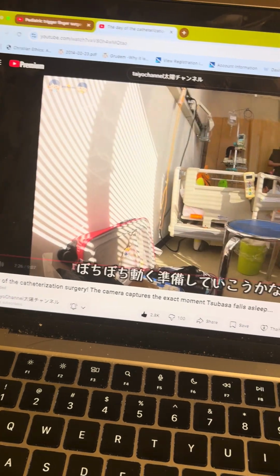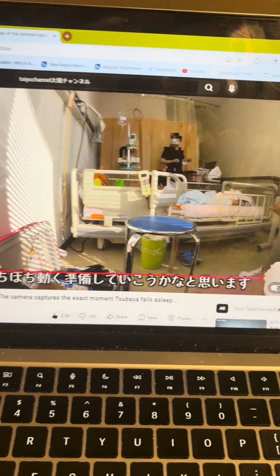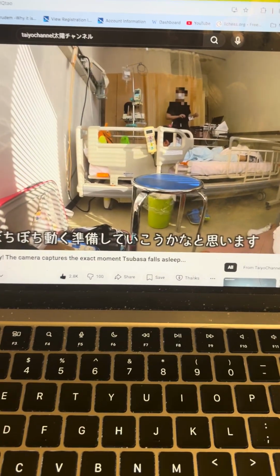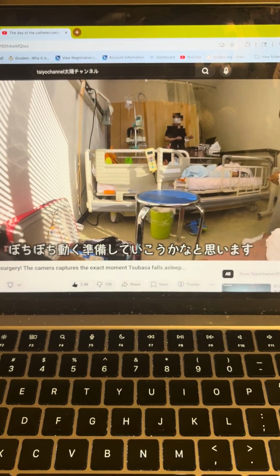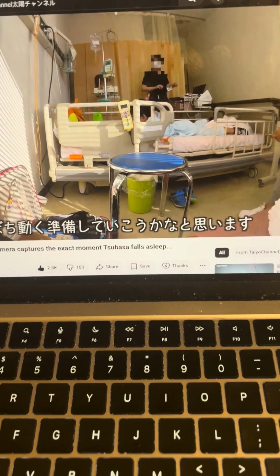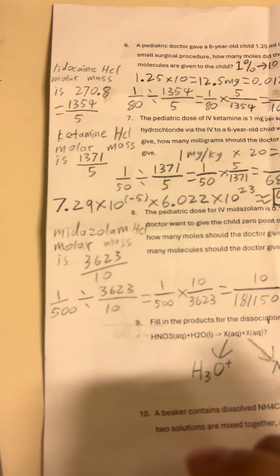And remember the other video about the catheter surgery? The child was sedated. I assume the child is given either ketamine or midazolam. And I calculated them as well.